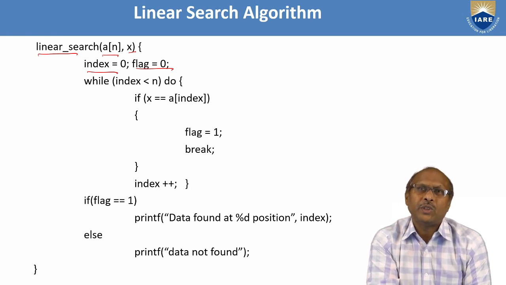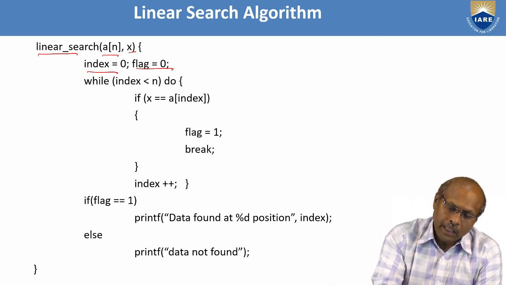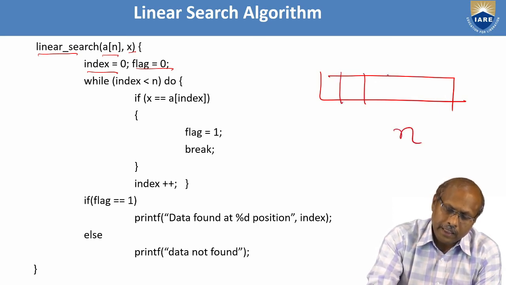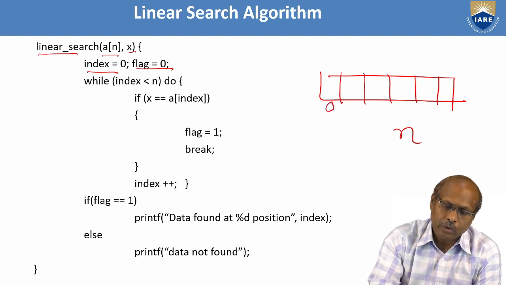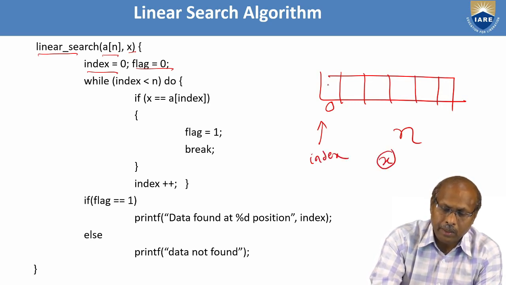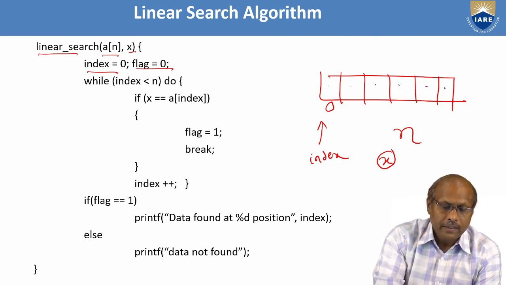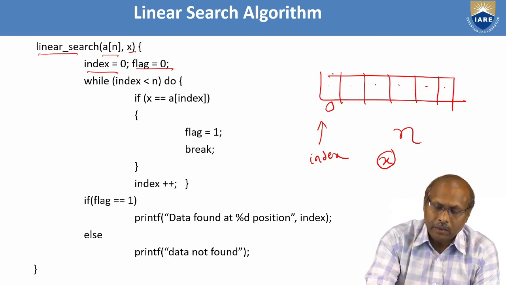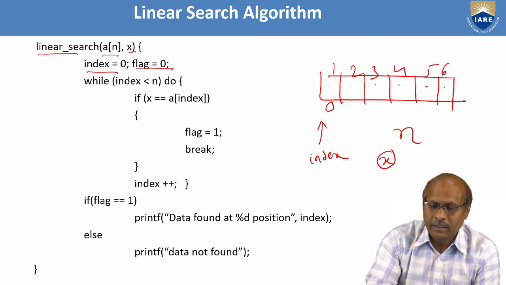Index always starts from the 0th location, because the 0th location is the starting place of the array. So my total number of elements is n, and the index I have to start from the beginning, 0. My required item is x, whether item x is available in this array or not. While index is less than n. N is nothing but the number of elements. 1, 2, 3, 4, 5, 6: 6 elements are there, and the indexes are 0, 1, 2, 3, 4, 5.